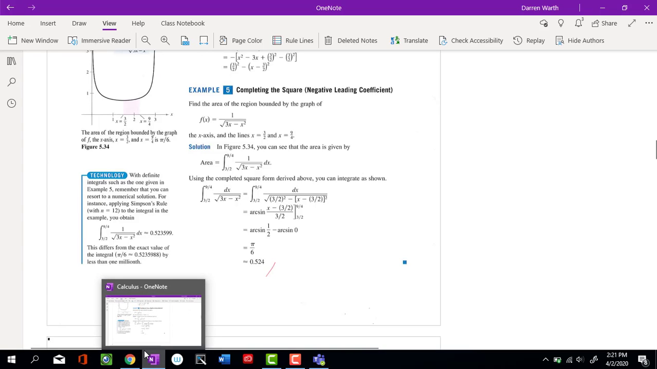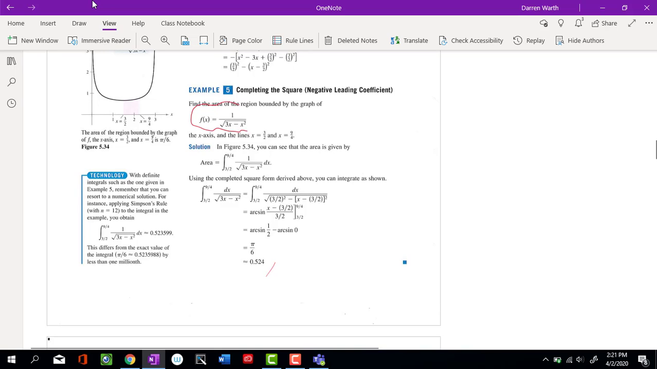Okay, as we look at example 5 on section 4.7, it wants us to find the area of the region bounded by the graph of f of x equals 1 all over the square root of 3x minus x squared. And we're going to bound it between x equals 3/2 and x equals 9/4.